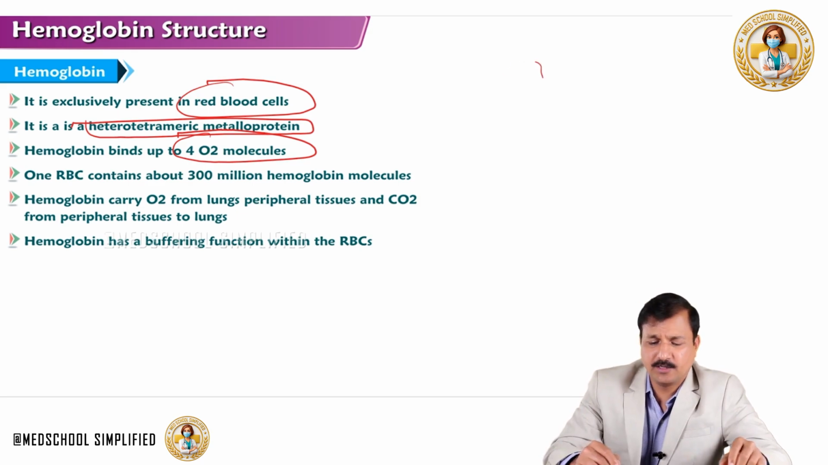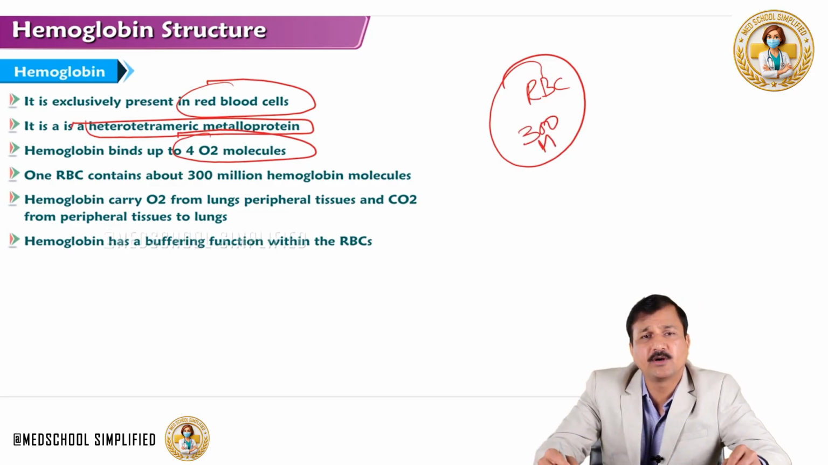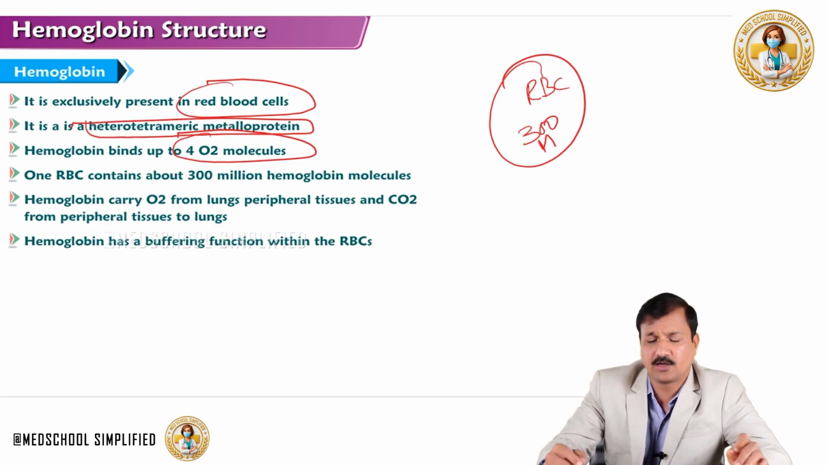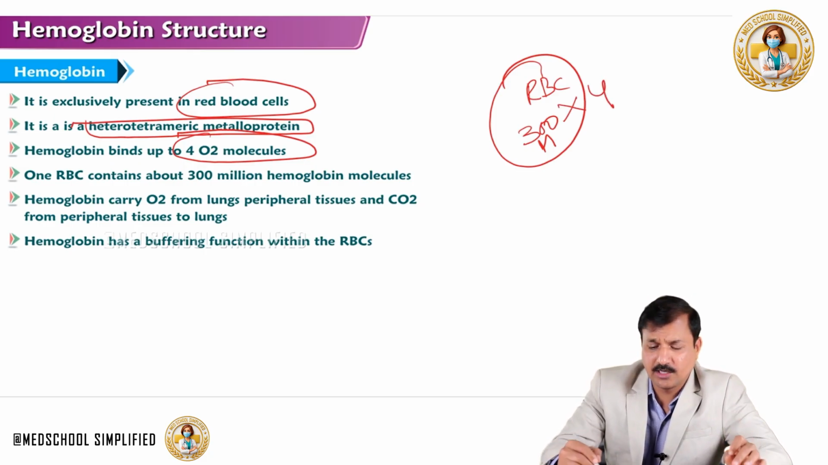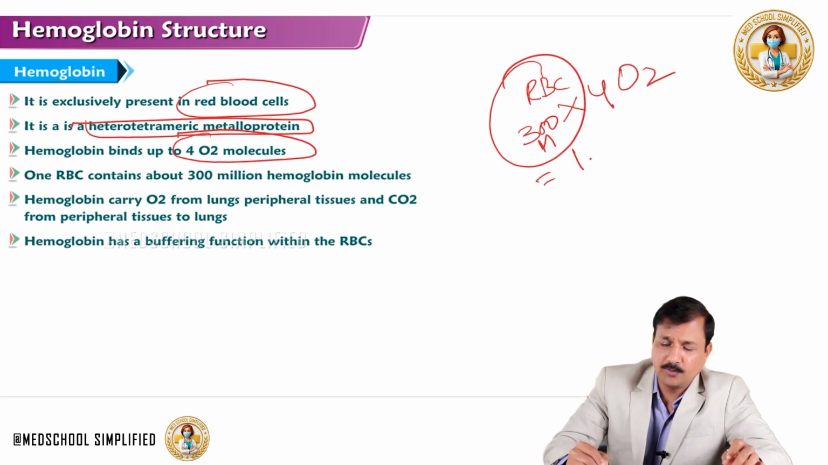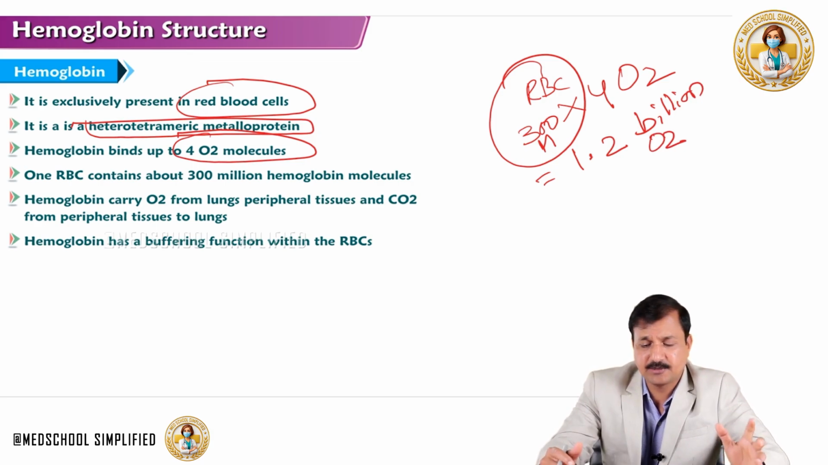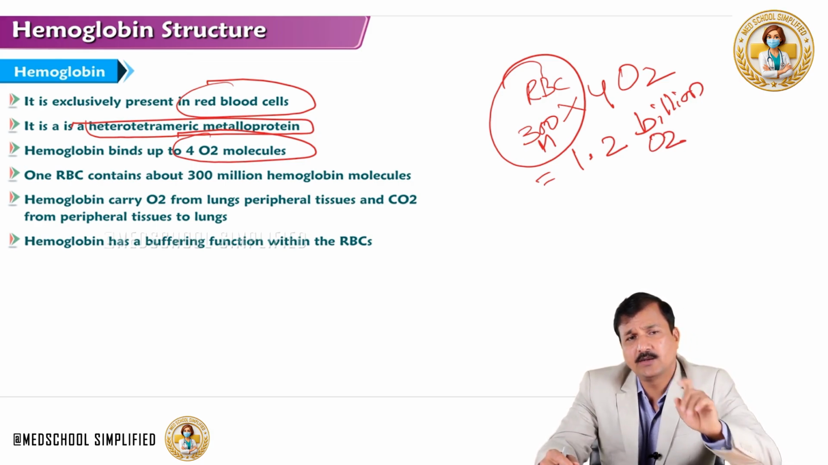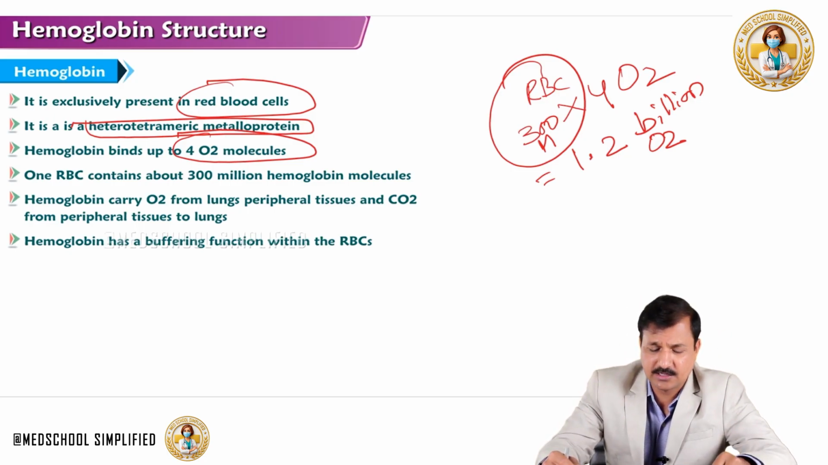So how many hemoglobin molecules are present in the red blood cell? According to some estimates, there are around 300 million hemoglobin molecules in the red blood cell, and each hemoglobin molecule can bind with 4 molecules of oxygen. So if you multiply 300 million hemoglobin by 4 molecules of oxygen, you get 1.2 billion oxygen molecules bound to hemoglobin in the red blood cell. So that much oxygen is carried by one red blood cell when it goes to the lungs and brings oxygen from the lungs to the peripheral tissue.